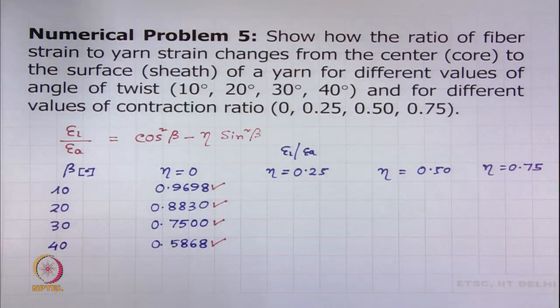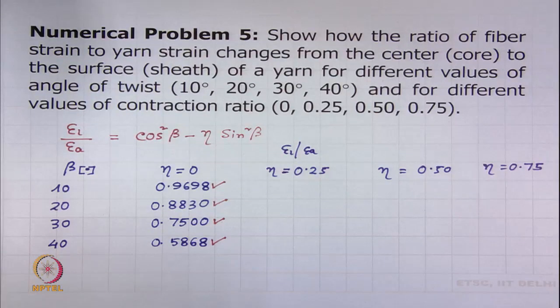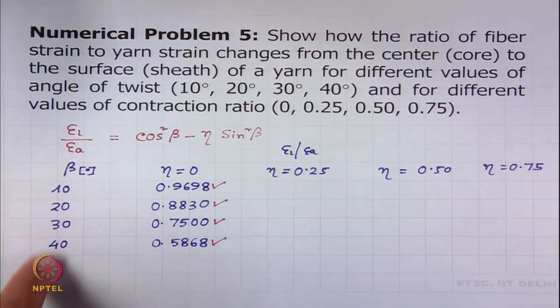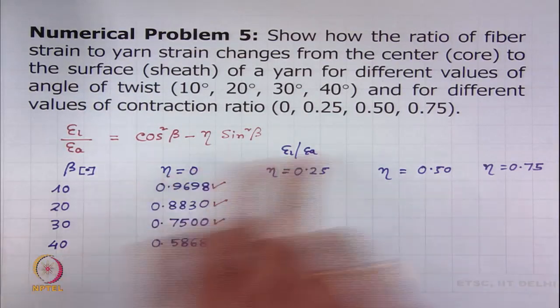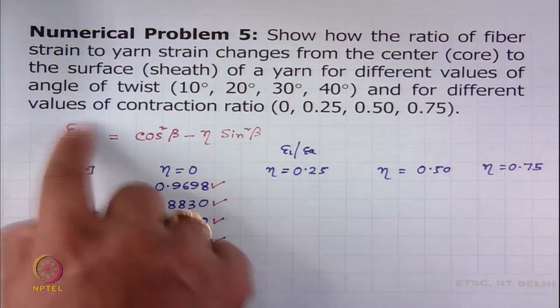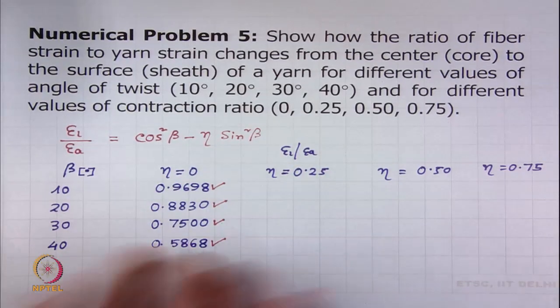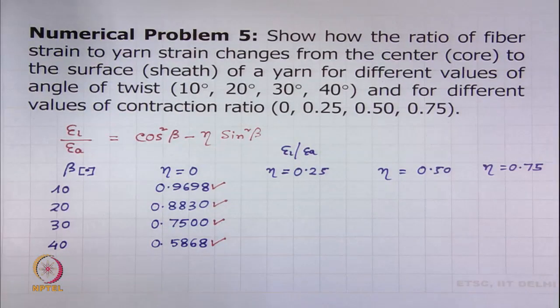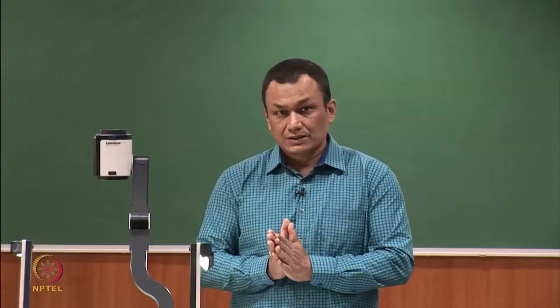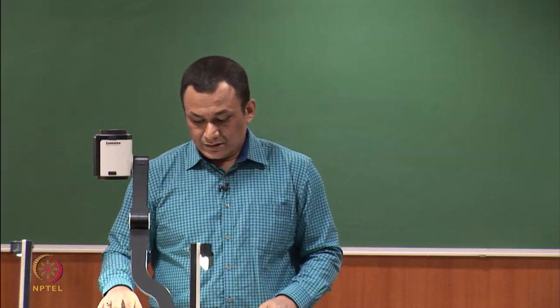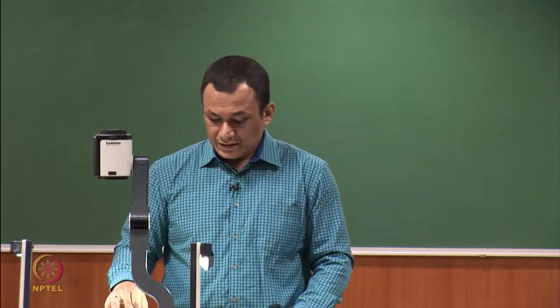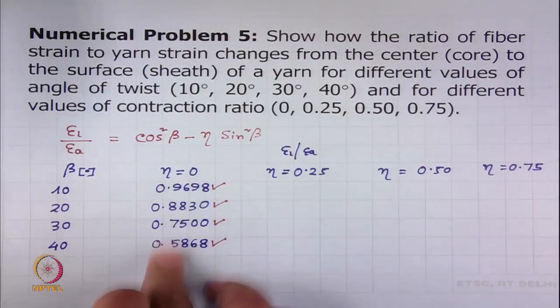What we see is that as the beta increases, this ratio decreases. That means, if we apply more twist because of the obliquity, this ratio is reducing.